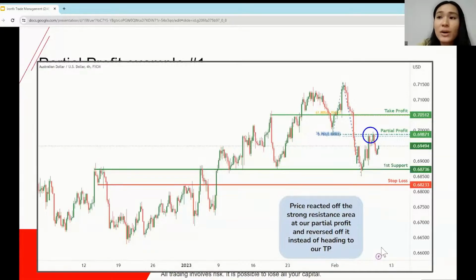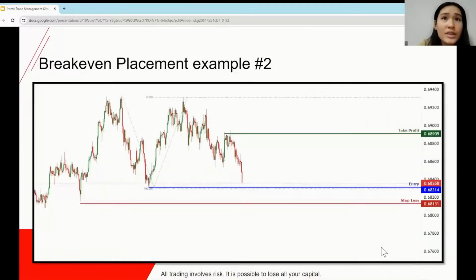Okay, pretty straightforward, I think. Next, we have another example here. In this example, we have our entry level at this swing low support level. This is our entry level and is in line with a 100% Fibonacci projection. For Fibonacci projections, we are looking for a lightning or flash shape, like a lightning bolt shape.